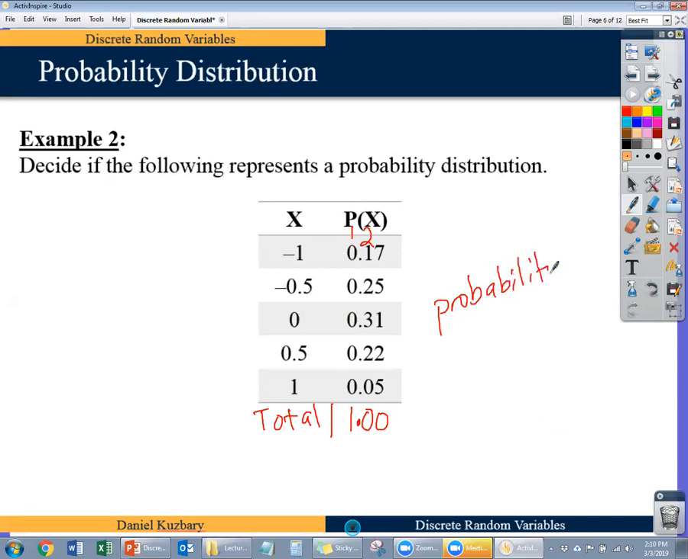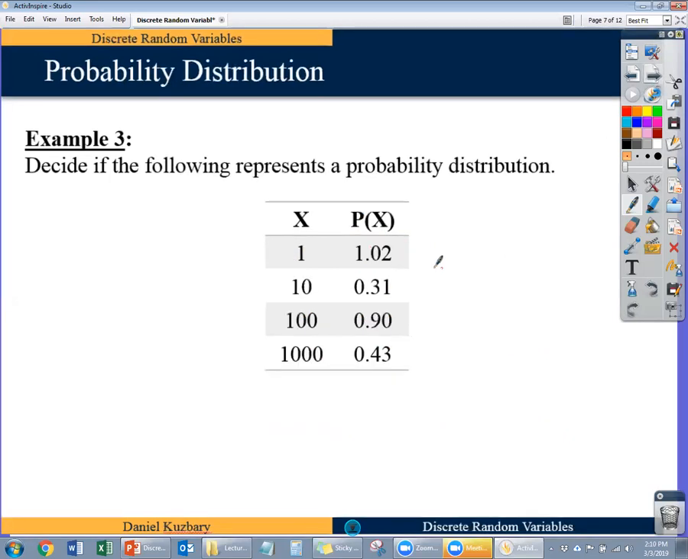It's not a hard thing to check if something is or is not a probability distribution. Just check and make sure these are all probabilities, which means they're between 0 and 1. And then add them all up and make sure they add up to 1. If they're off by even a little bit, you don't have a distribution. You can't use it.